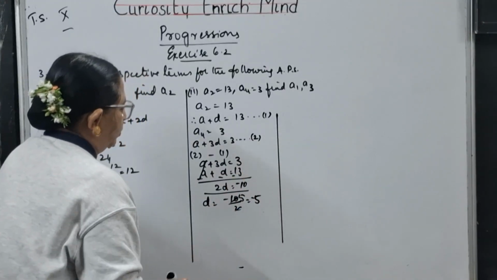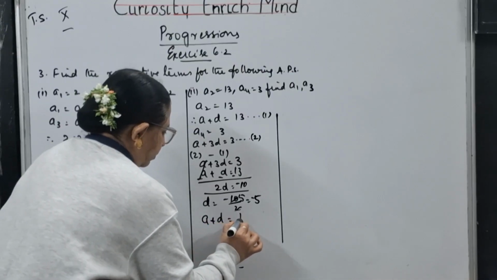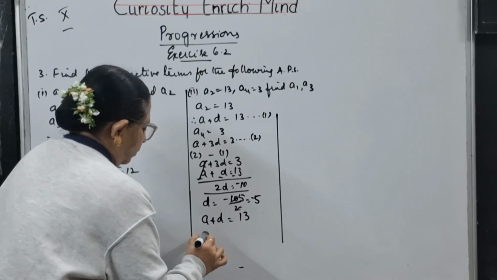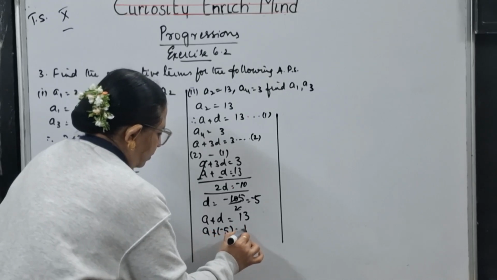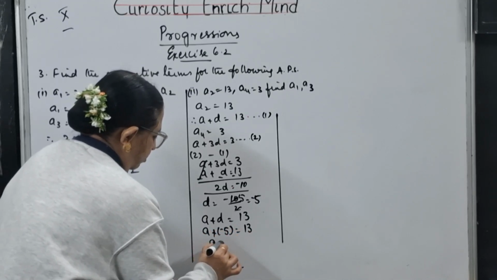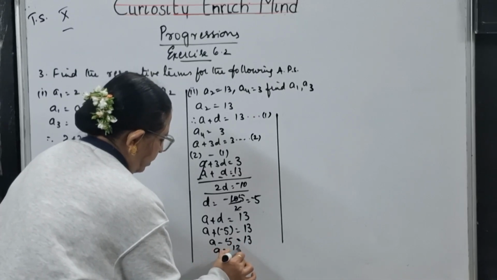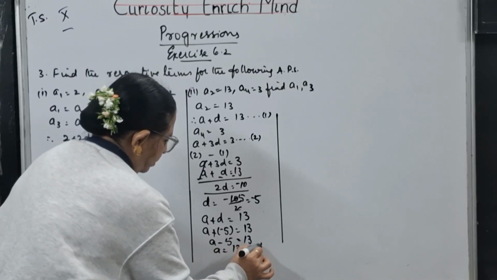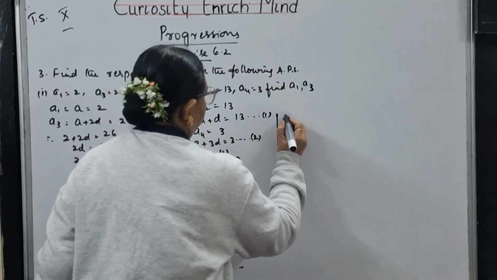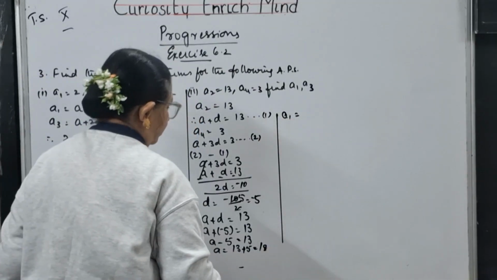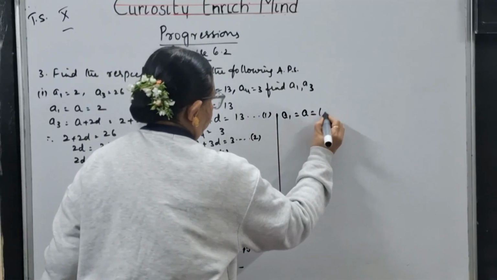Now with the help of D, we have to find out A. We know that A plus D is equal to 13. So A plus of minus 5 is equal to 13. A minus 5 is equal to 13. So what is A? 13 plus 5, that is 18. Now what is that they are asking? A1. A1 is nothing but A, that is 18.